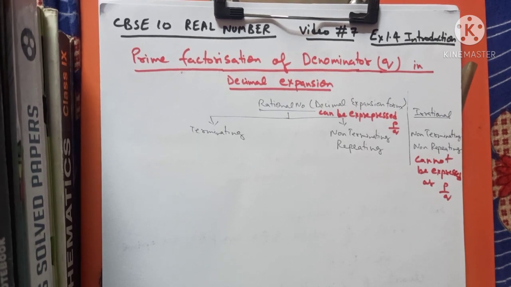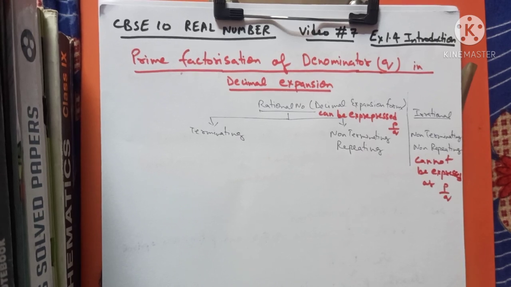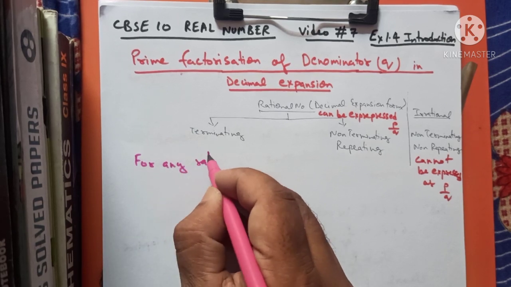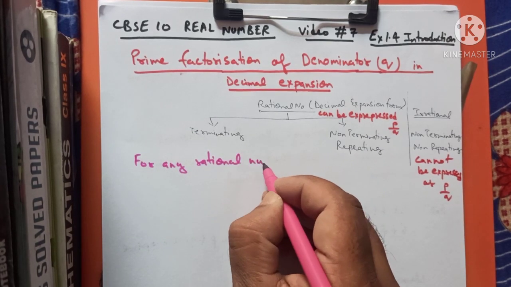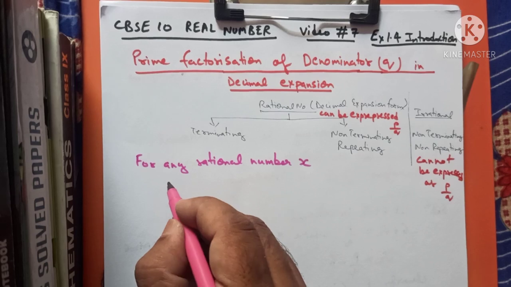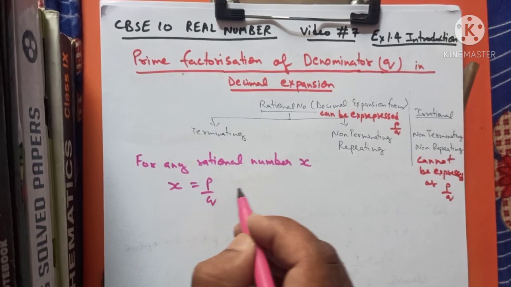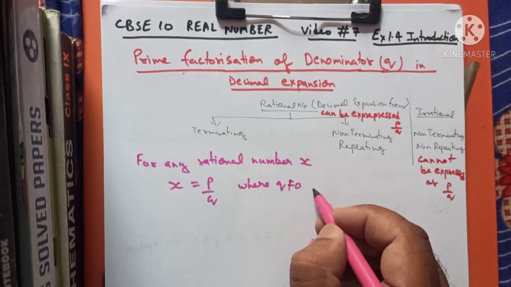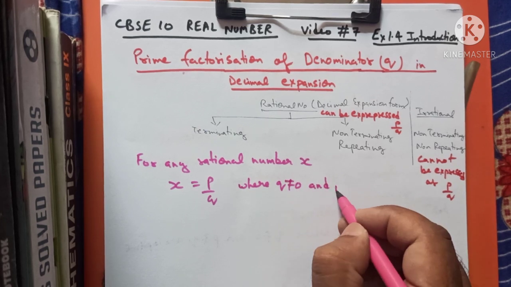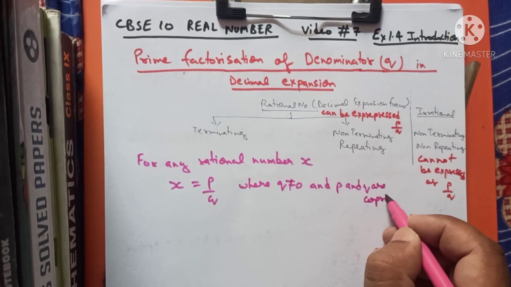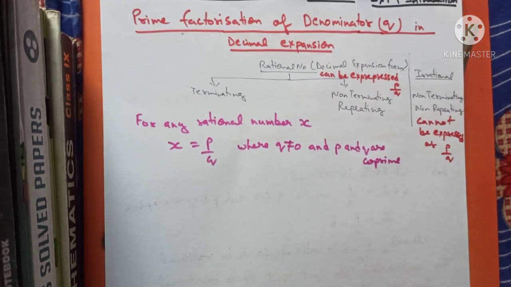We are only concerned about the non-terminating repeating and the terminating decimal. So for any rational number, let's say the rational number be x, x can be expressed as p upon q in case of a rational number, where q is not equal to 0 and p and q are co-prime. So this is just the revision of what we have discussed in the previous exercises.